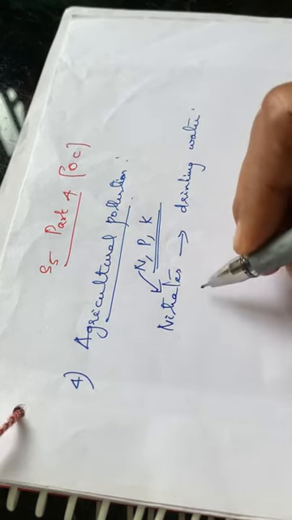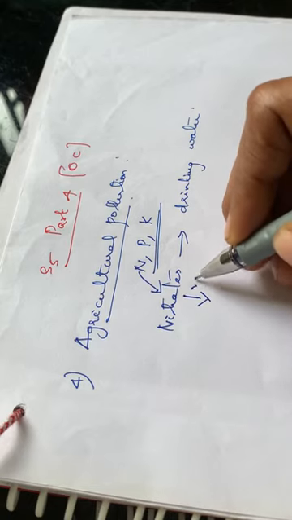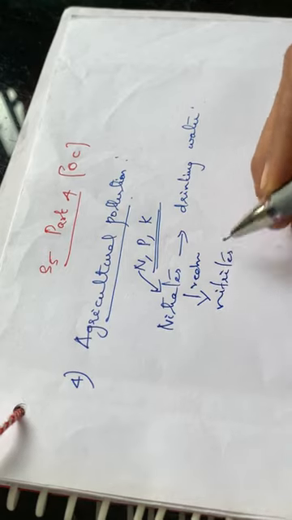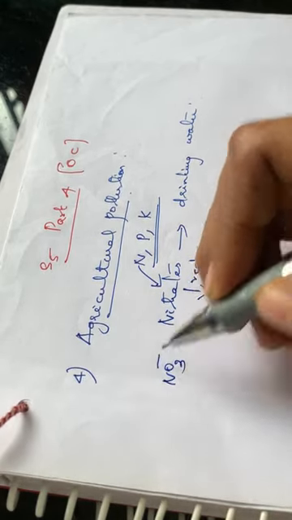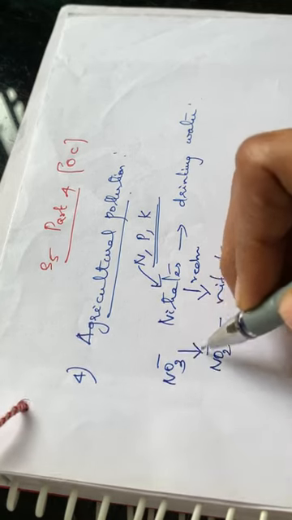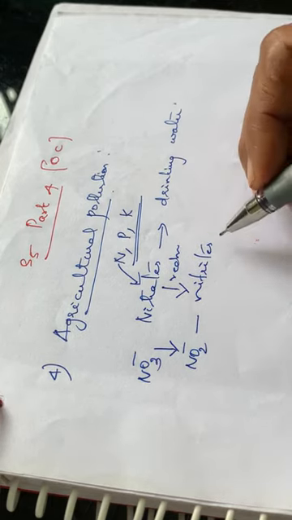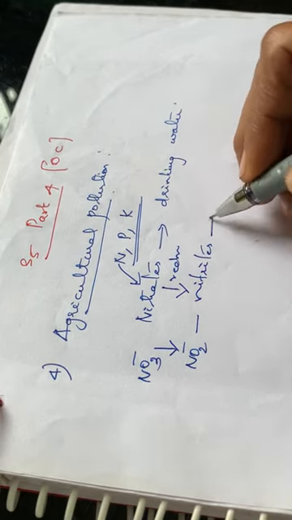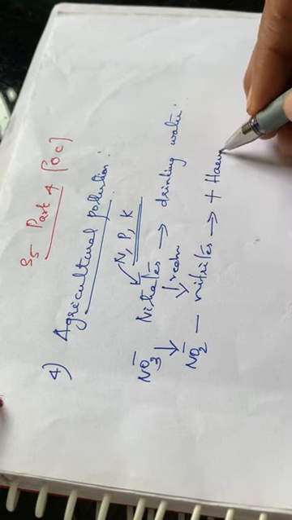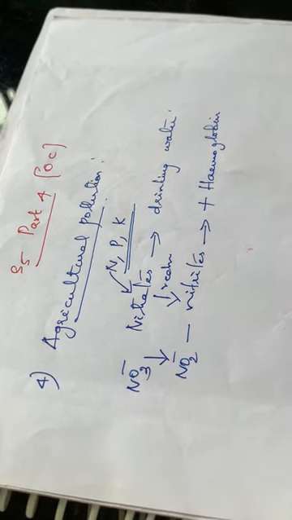And also, when these nitrates undergo reduction, they will be converted to nitrites. Nitrates, the formula is NO3 minus. Nitrites, the formula is NO2 minus. So here nitrates will be reduced to nitrites. And these nitrites will be combining with hemoglobin present in our blood, that means forming a bond with the hemoglobin.